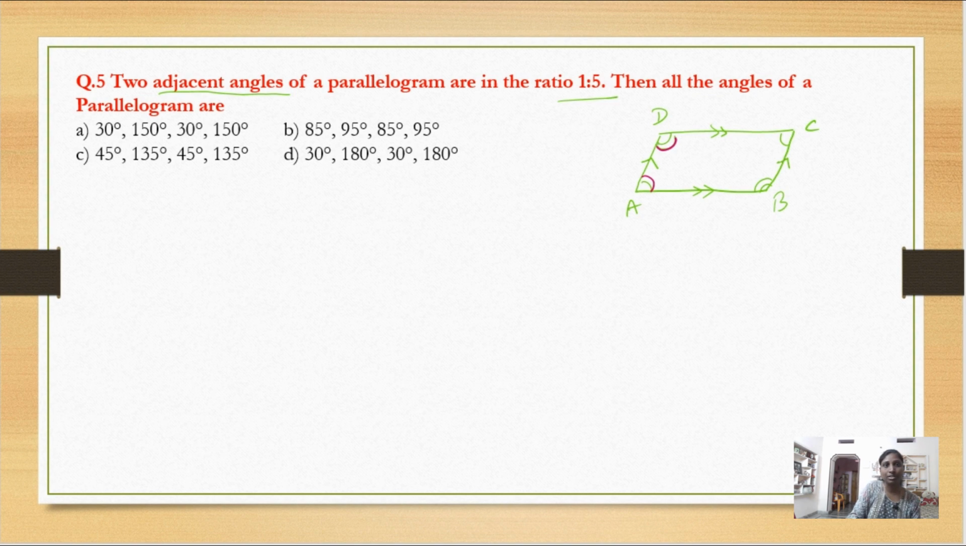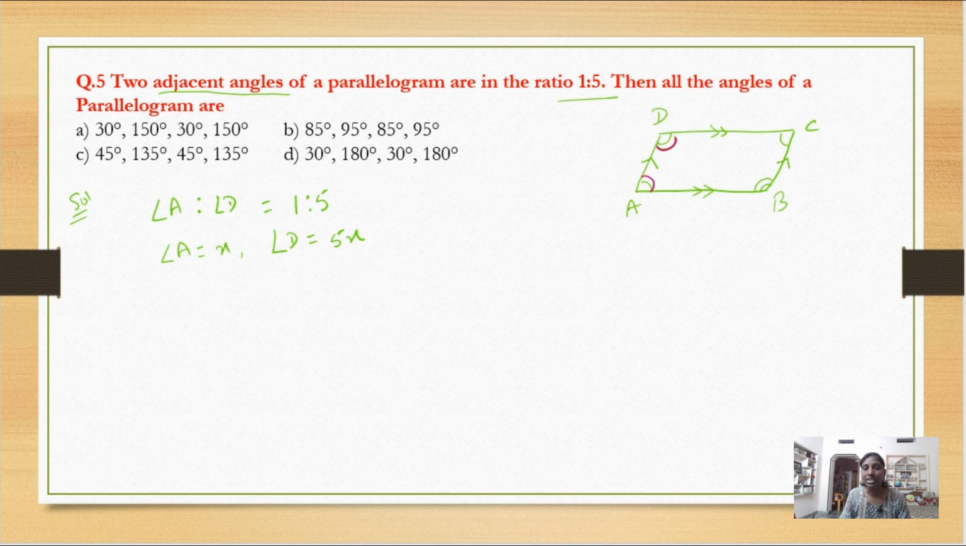It means how we will solve it? Angle A is to angle D is equal to 1:5. So, it means angle A is equal to x, angle D is equal to 5x. We have to assume this.